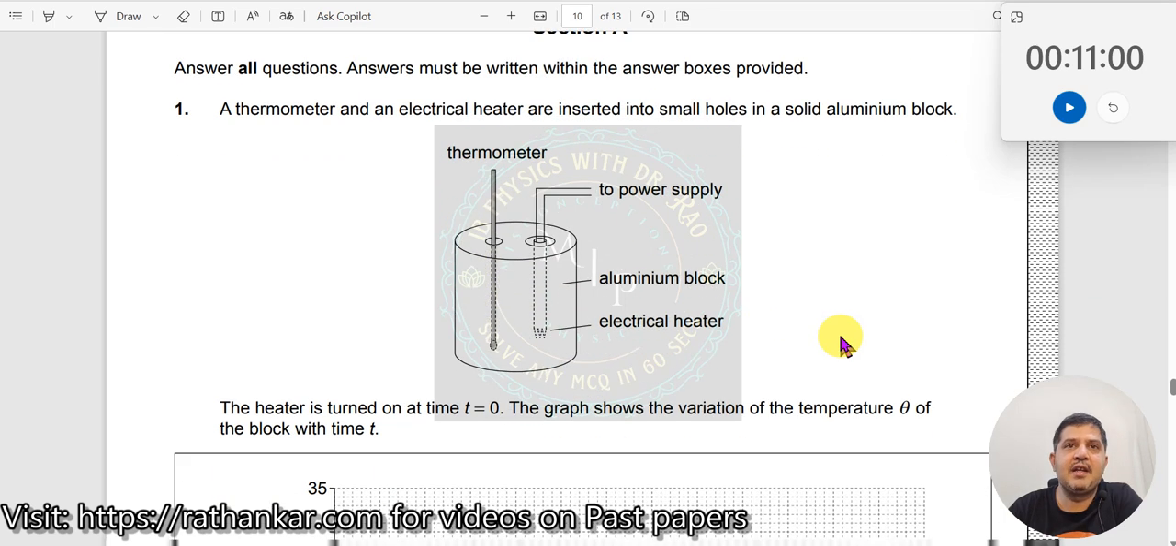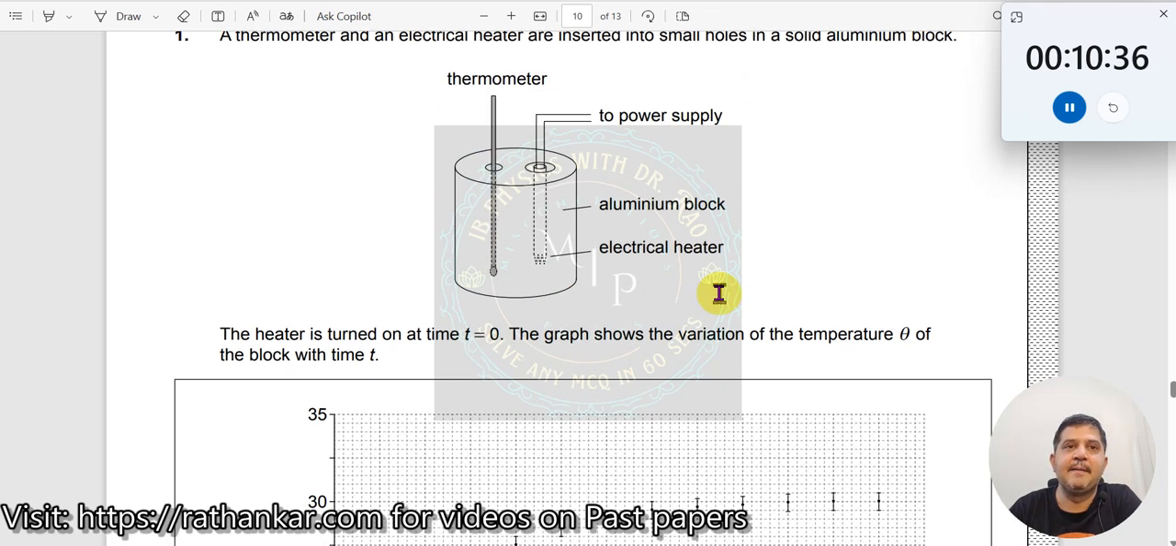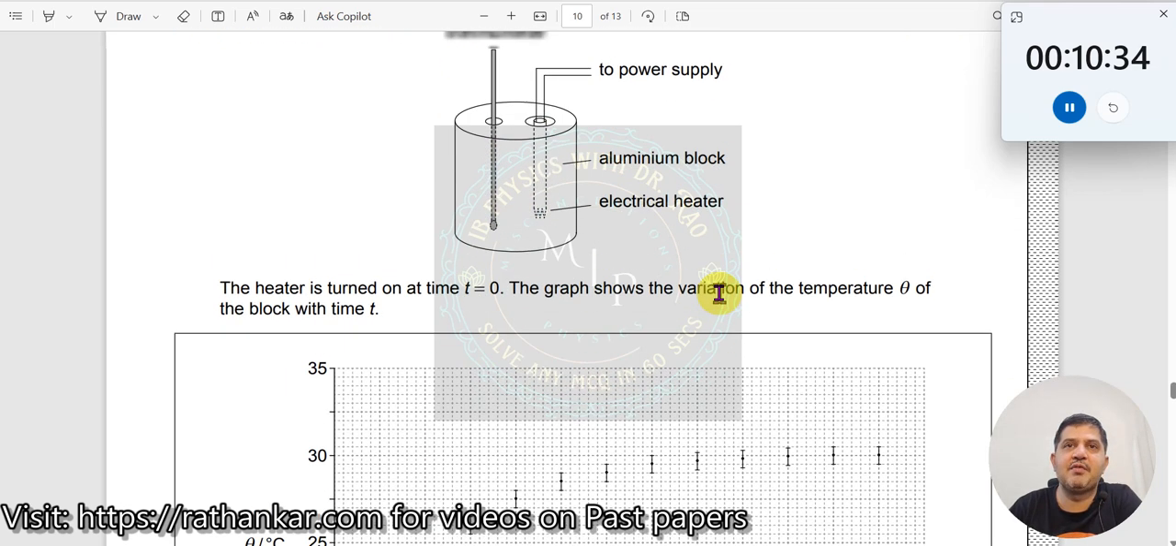Right, so a thermometer and electrical heater are thermally... okay, let me start the timer. A thermometer and electrical heater are inserted into small holes into a solid aluminium block. Okay, so it's a solid aluminium block. Thermometer is here. So there is a heater being given here. Power supply is given here. Why do you need a power supply here? Because to heat the filament, electric current is passed through it and it heats the filament and the heat comes out of it like this. So as a result of it, this gets heated up. Okay, next. The heater is turned on at time t equal to 0.